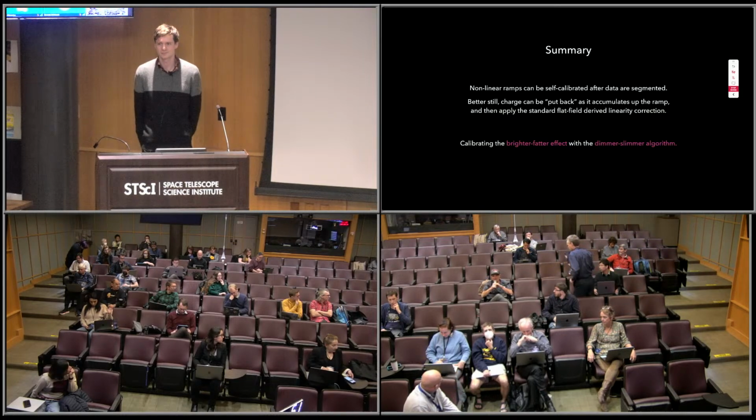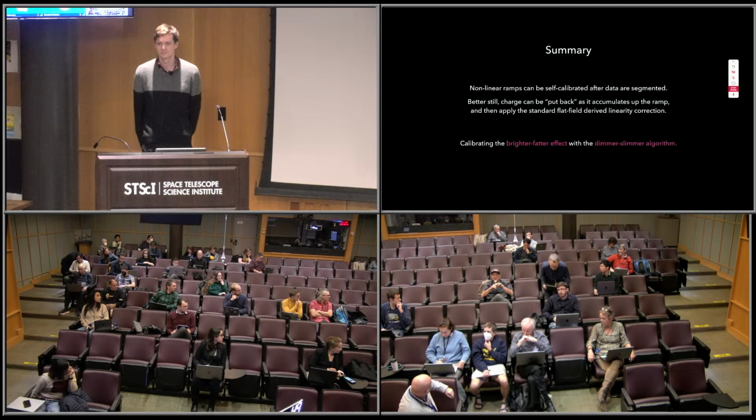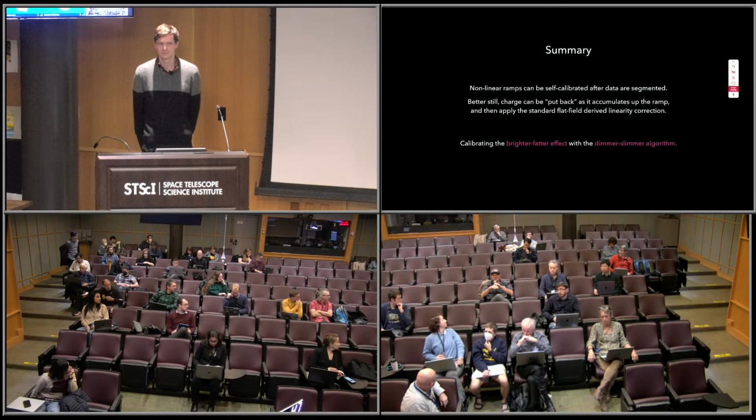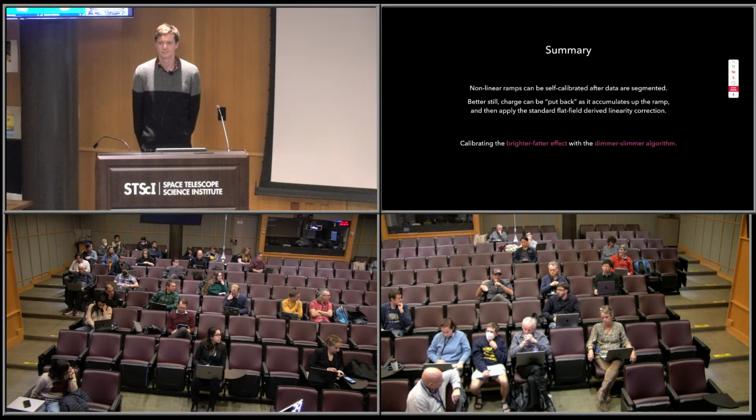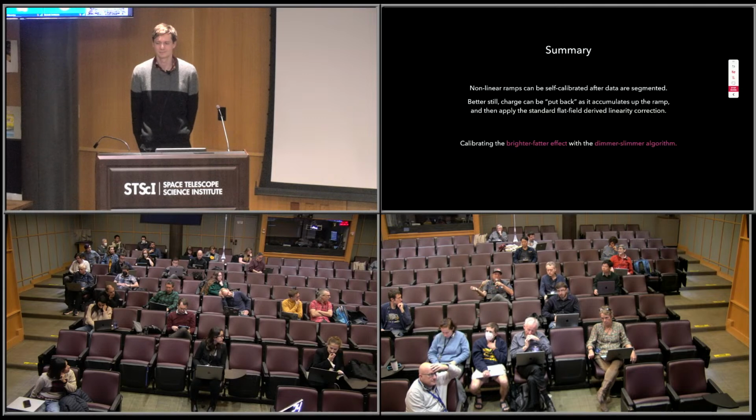Okay, I'm Drake Deming from the University of Maryland, and my question is, the brighter fatter effect depends on contrast between adjacent pixels, and most of that contrast is spatial, because the star spectrum doesn't change very rapidly with wavelength, and when you're taking spectra, you don't really care about the spatial dimension. You can add all those up, so why not just add them all, and instead of putting the charge back, just add it all up?